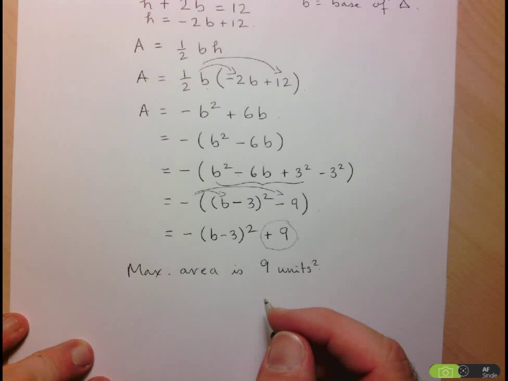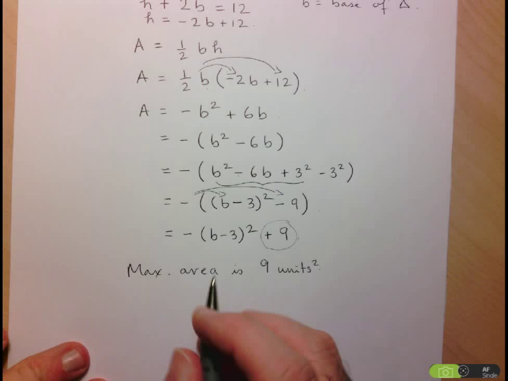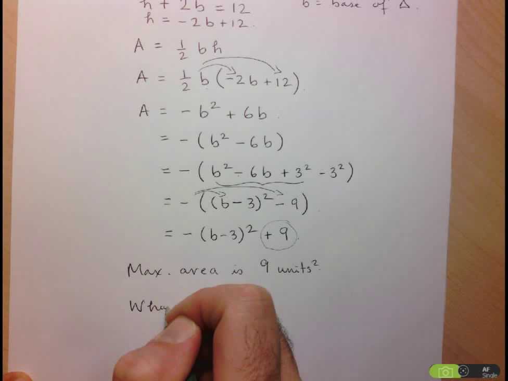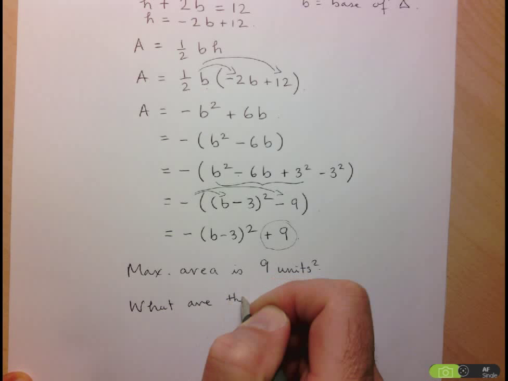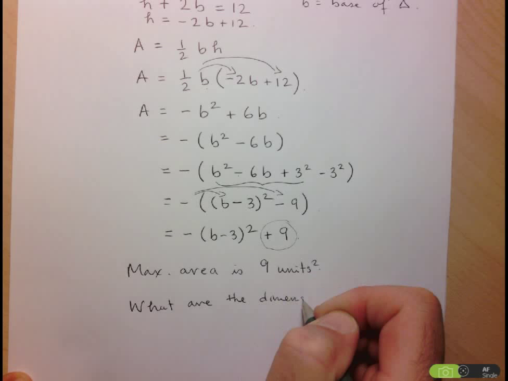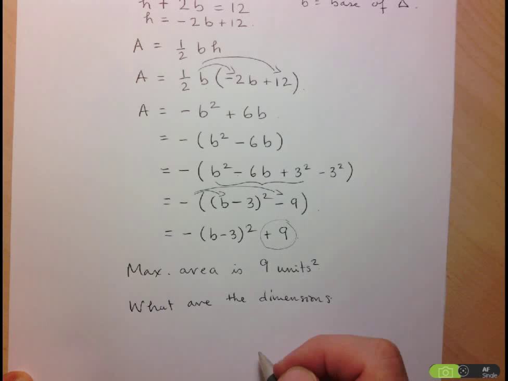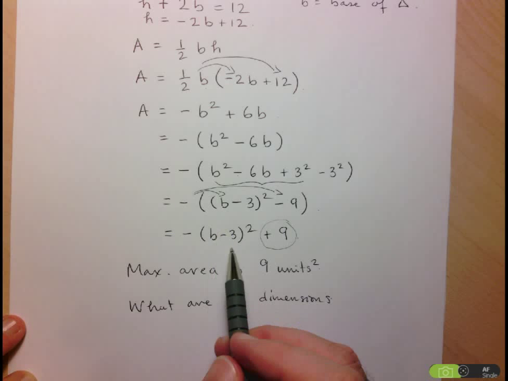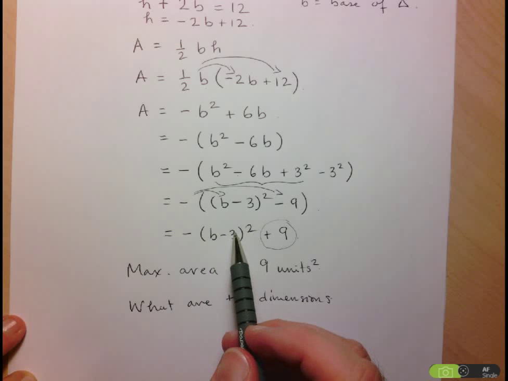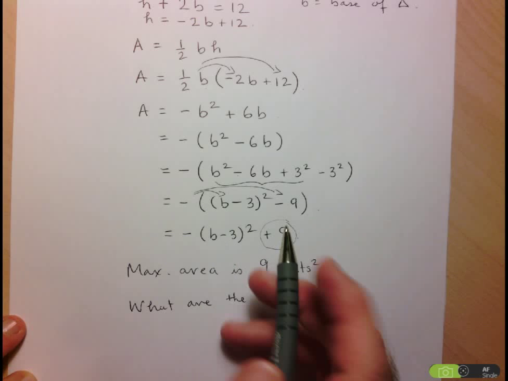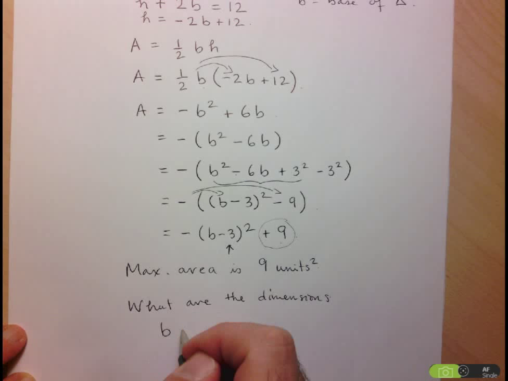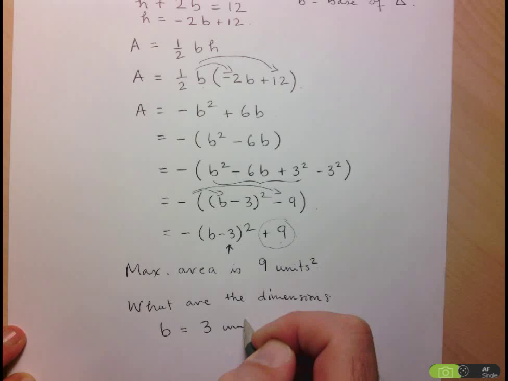Now I'm going to add a question in here that I didn't put in the original one. Let's say they were asking us to find the dimensions of this triangle. What are the dimensions? The dimensions of a triangle are the base and the height, those two things that we use to determine the area. So one of those I can get in the equation. What is the base that gives me my maximum height? Well, that's found inside my bracket. So here the base we know is going to be equal to 3 units.